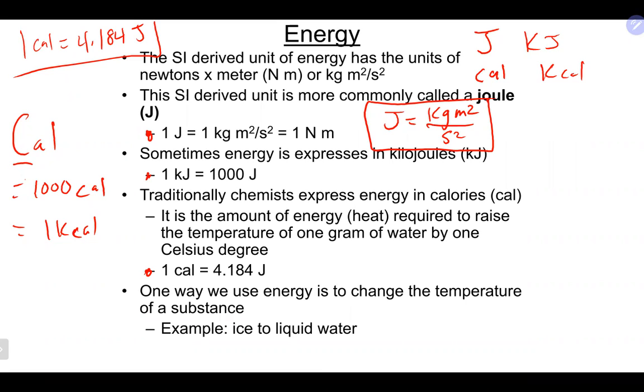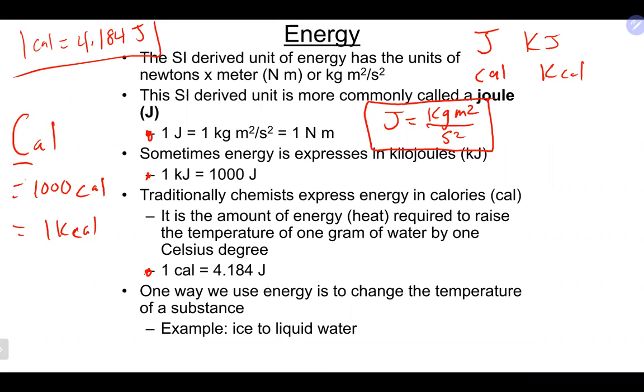So what is a calorie? A little calorie, little c, is the amount of energy that's required to change 1 gram of water by 1 degree Celsius. So a calorie is how much energy is required to change that 1 gram of water by 1 degree Celsius.